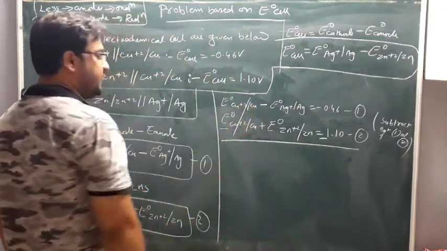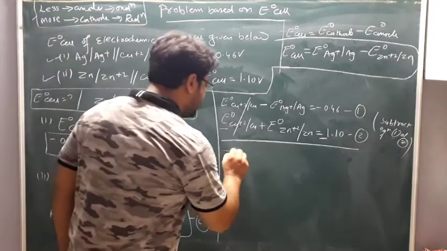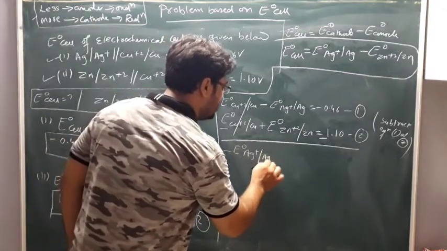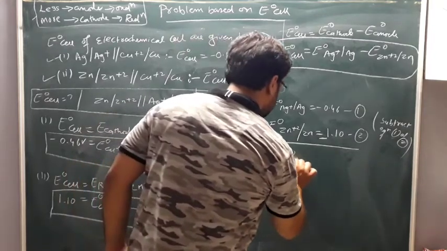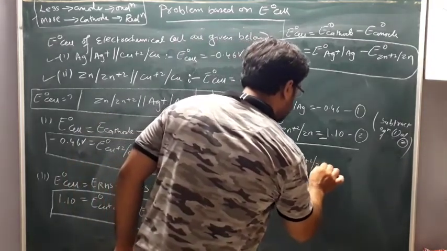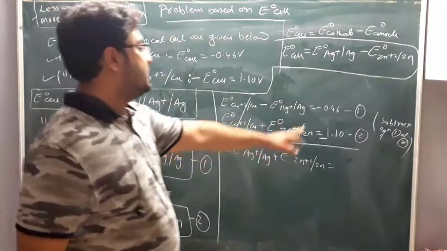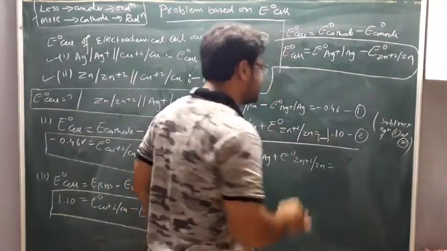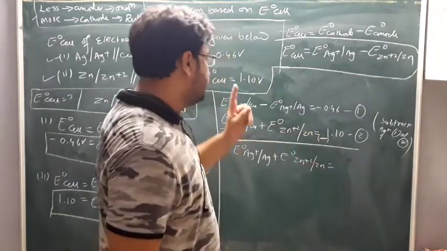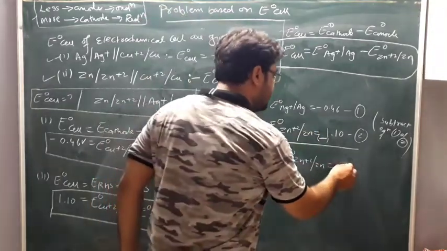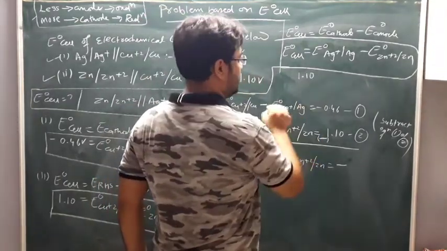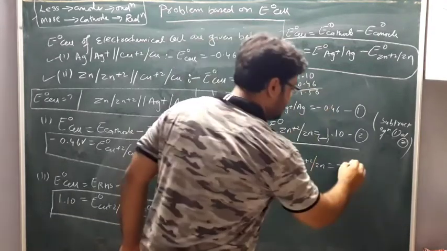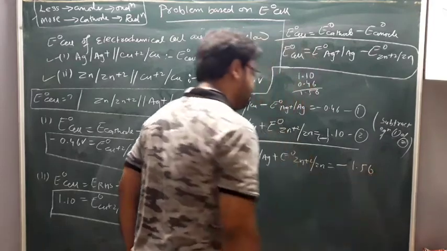So this portion will get cut. Here I will get minus E0 Ag+/Ag plus E0 Zn+2/Zn equals minus minus. This is a minus value, and this value was minus. So minus minus, I will do addition. The sign remains minus. So 1.10 and 0.46, the answer will be 1.56.